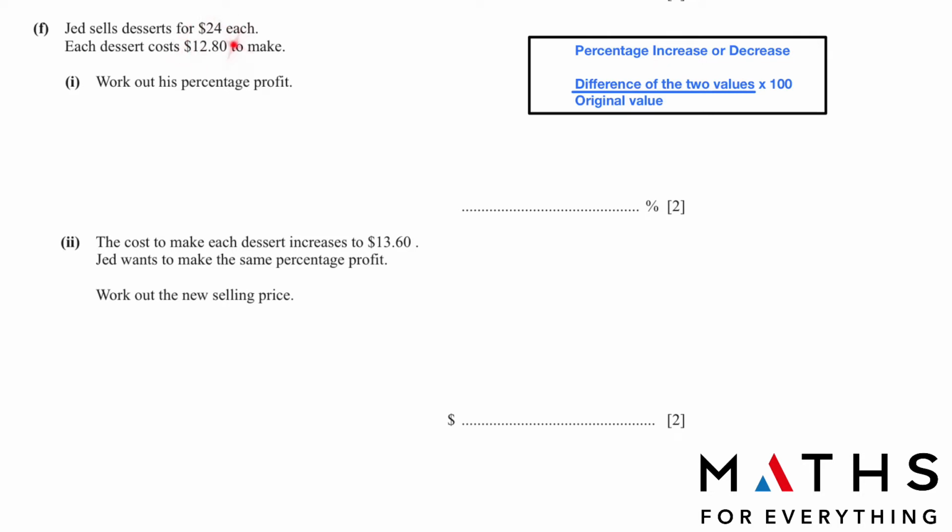Find the difference between the two numbers. It will always be the big minus the small, so 24 minus 12.80. And in the denominator, write your original value. What was your cost price? What did you start out with? 12.8. Multiply by 100. And we get 87.5%.